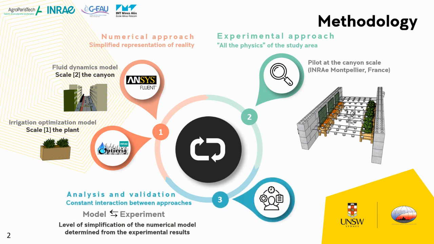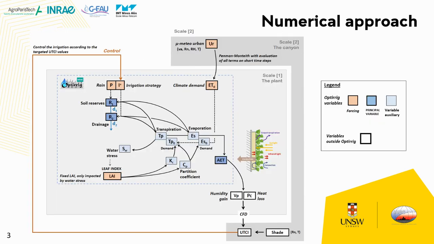And finally, the experimentations give us the information about the level of simplifications that we need to apply for our numerical model, and also the database to validate our model. So we are doing this constant interaction between approaches.